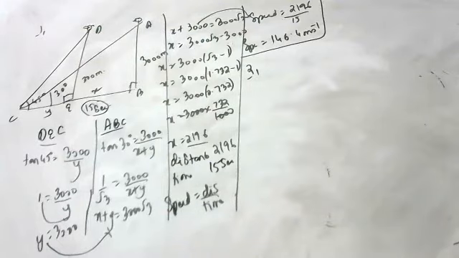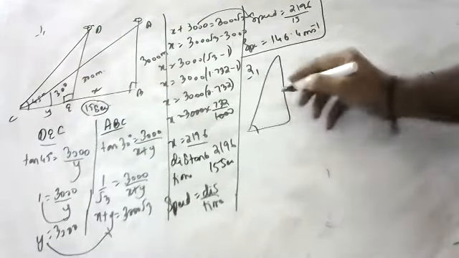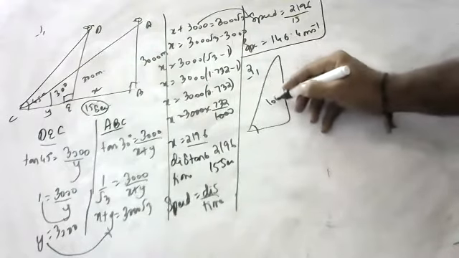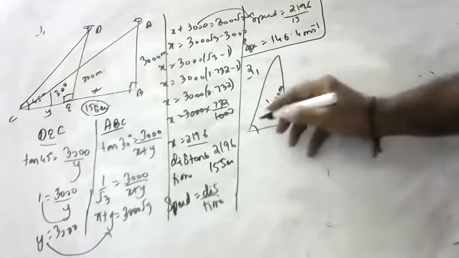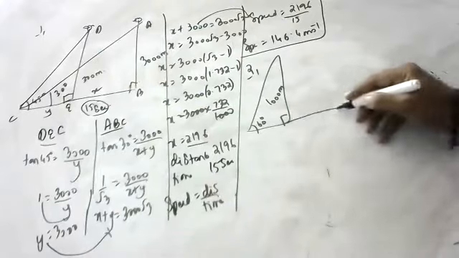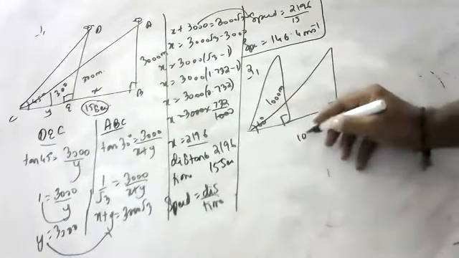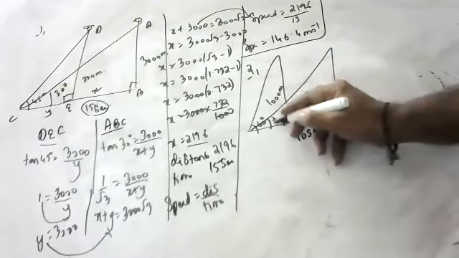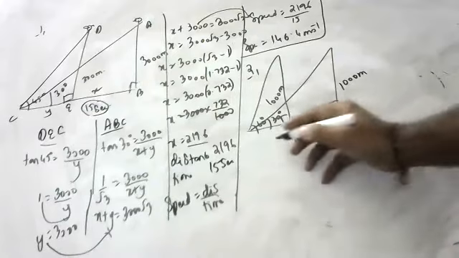An airplane is flying horizontally 1 kilometer above the ground. Flying 1 kilometer above the ground means 1000 meters above the ground, children, at an angle of elevation of 60 degrees. After 10 seconds, the angle of elevation changes to 30 degrees, same 1000 meters only, children. So, the question is, what is the speed?